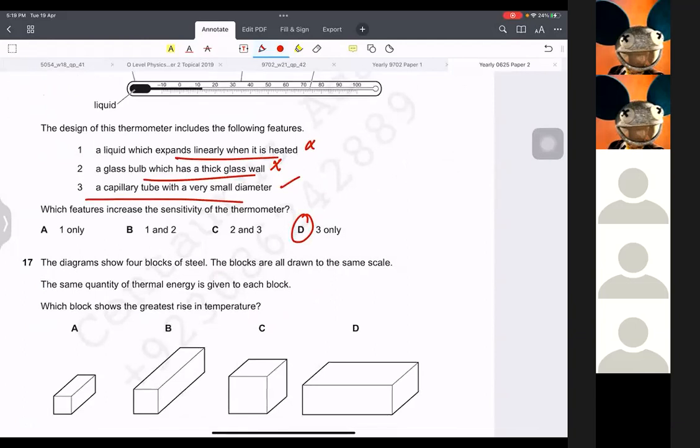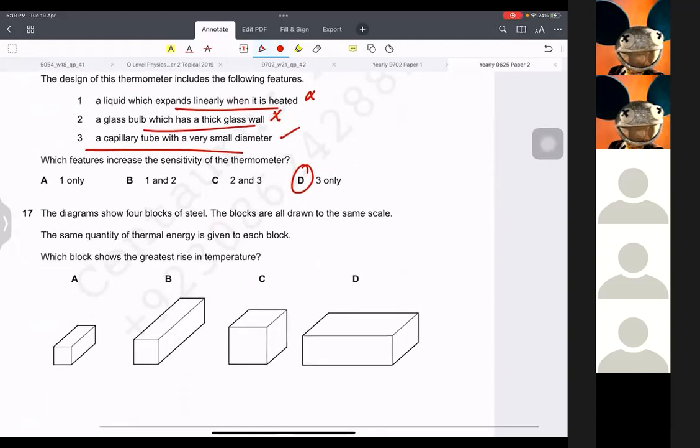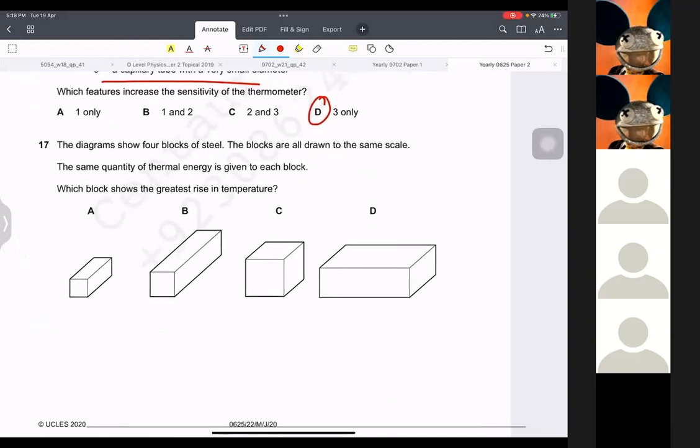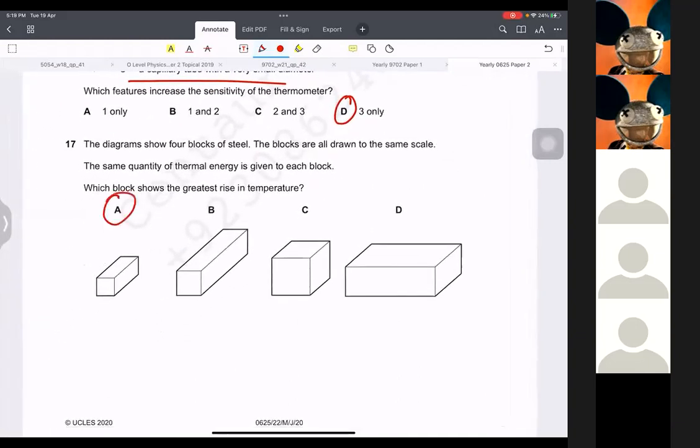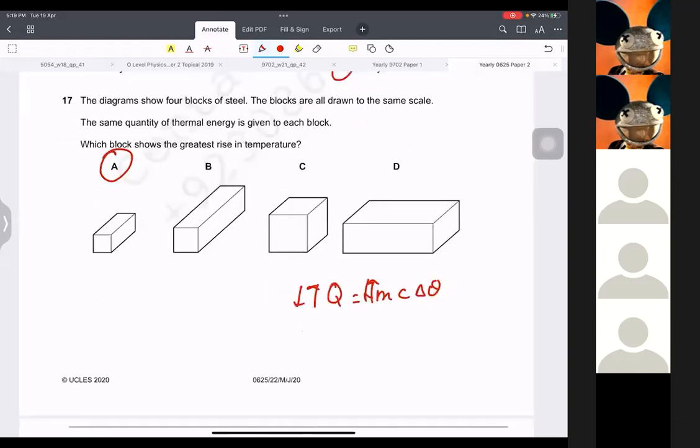The diagram shows four blocks of steel. The blocks are all drawn to the same scale. The same quantity of thermal energy is given to each block. Which block shows the greatest rise in temperature? The smallest one, right? Because the smaller one has the least mass, because Q equals mc delta theta. The greater the mass, the greater the energy. The smaller the mass, the smaller the energy required. So that should be A.